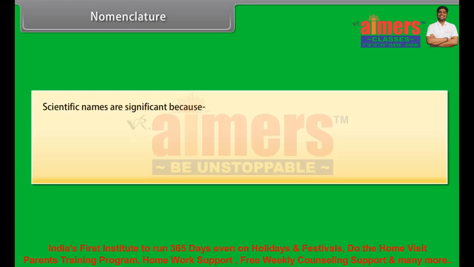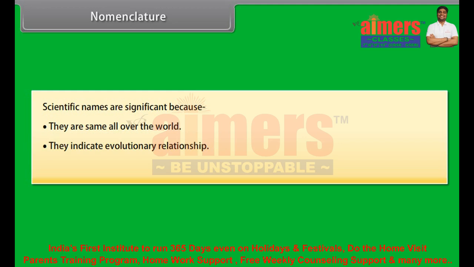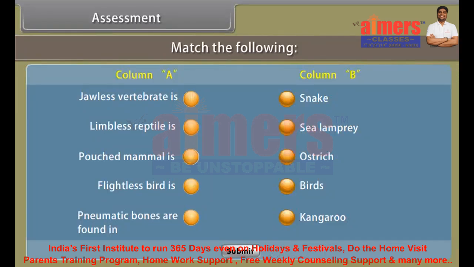Scientific names are significant because they are same all over the world. They indicate evolutionary relationship. They solve the problem of multiple naming of one organism. Assessment. Before proceeding further, let us know how much you have learned.